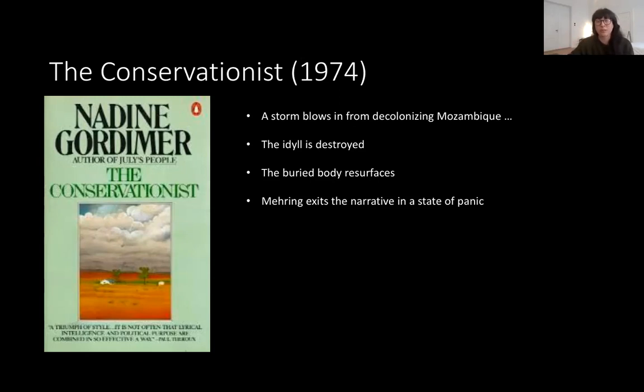So the body that is buried in the soil has resurfaced throughout the text in these kinds of weird glitches in the pastoral reality. It resurfaces in its physical form, and there is a moment of horror and confrontation where we are shown the corpse which has been enclosed in the soil.